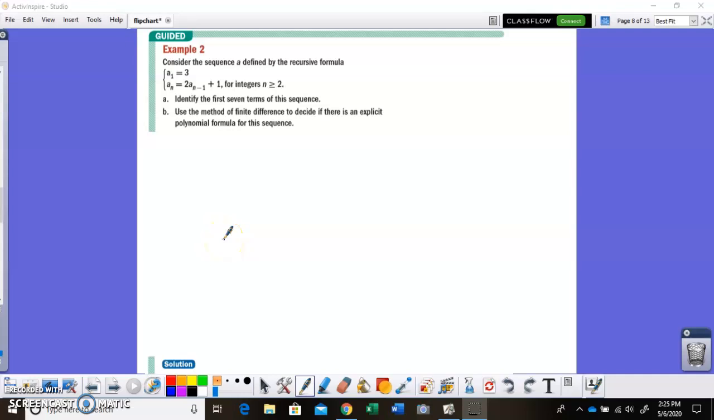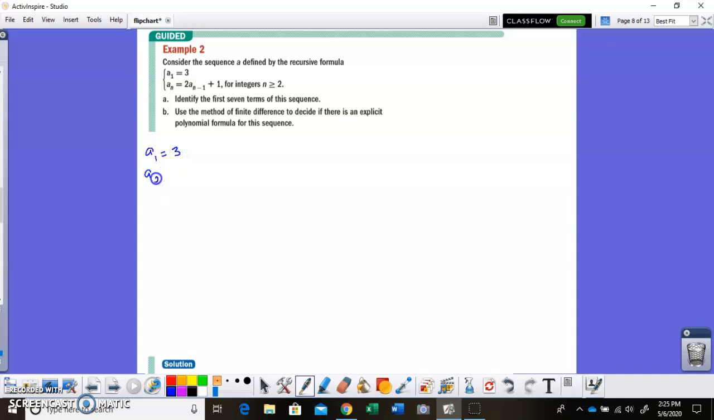All right, so the last example of this section actually brings back the recursive formula. The first thing is to identify the first 7 terms in the sequence. First we have to remember how to deal with a recursive formula. The first term, A1, is given, so that's 3.